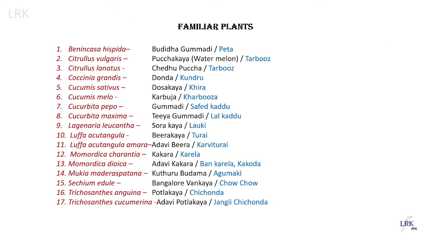Now we will see the familiar plants of this family. Benincasa hispida, Citrullus vulgaris, Citrullus lanatus, Coccinia grandis, Cucumis sativus, Cucumis melo, Cucurbita pepo, Cucurbita maxima, Lagenaria leucantha, Luffa acutangula, Luffa acutangula var. amara, Momordica charantia, Momordica dioica, Mukia maderaspatana, Sechium edule, Trichosanthes anguina, Trichosanthes cucumerina. These are the familiar plants of this family, and now we will see images of these members.